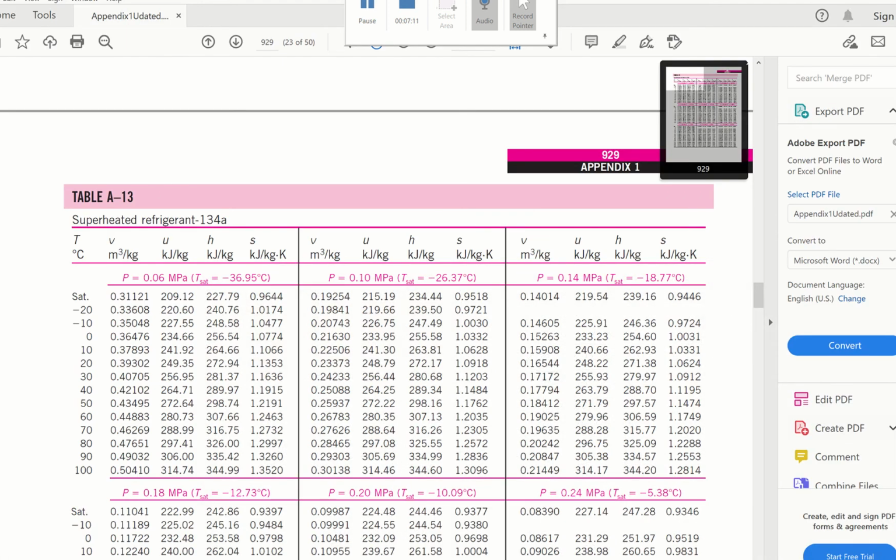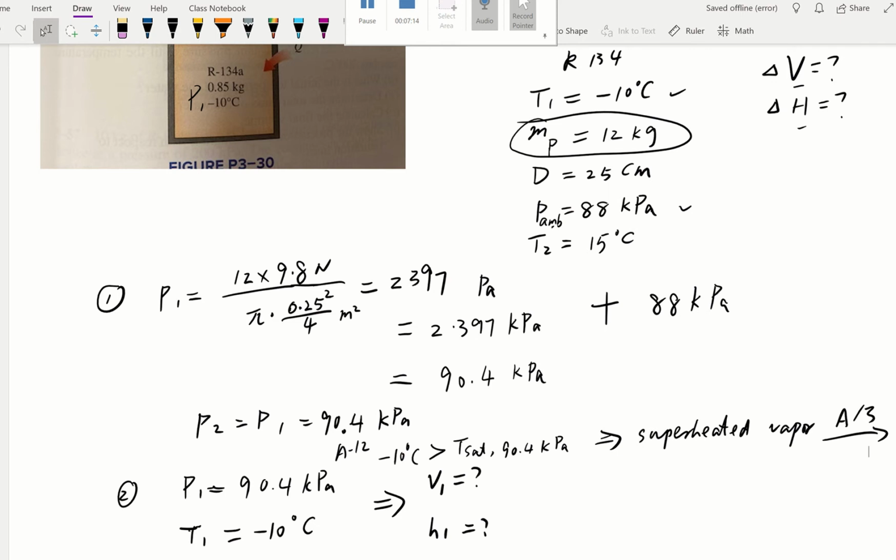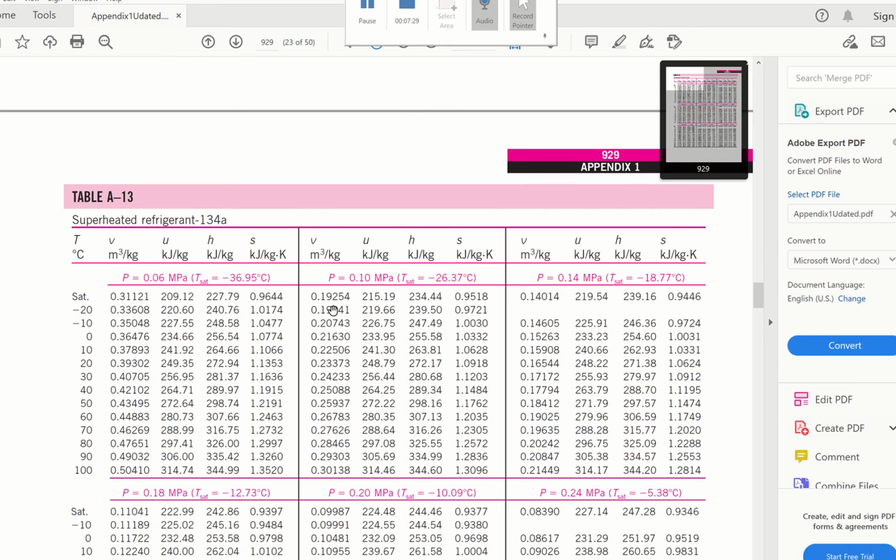90.4 kilopascal is how many megapascal? It's divided by 1000, so 0.0904 megapascal. That's around 0.09, close to 0.1, but it's not really 0.1. So this is another very good example to use linear interpolation between those two pressure mini tables.